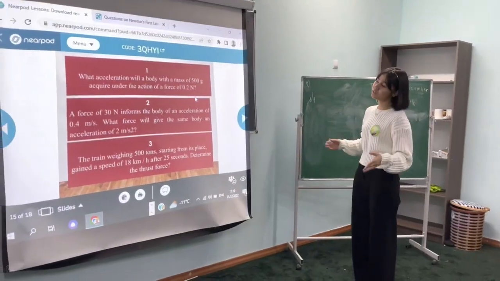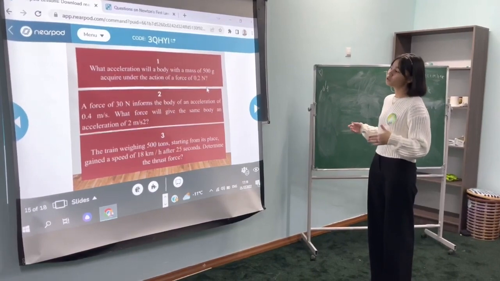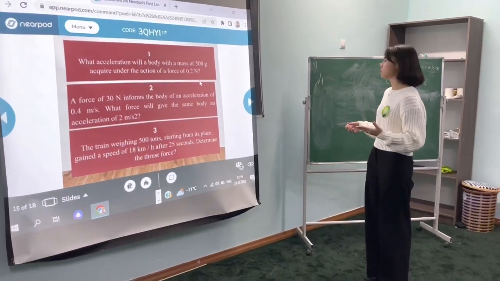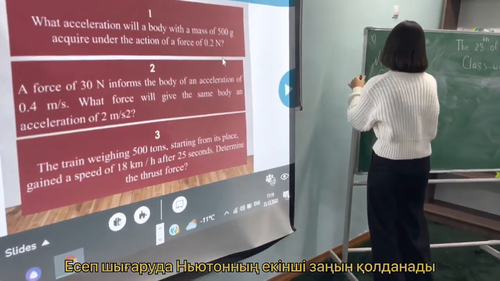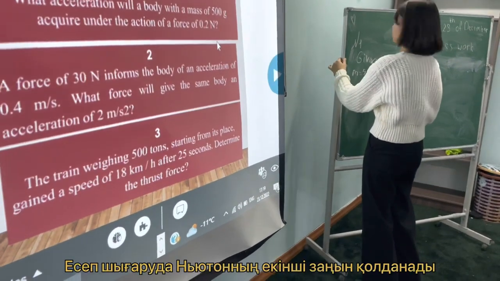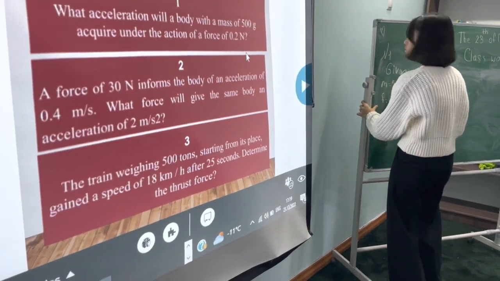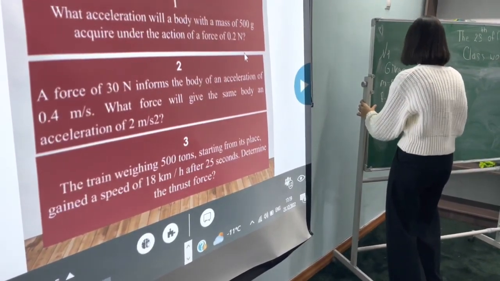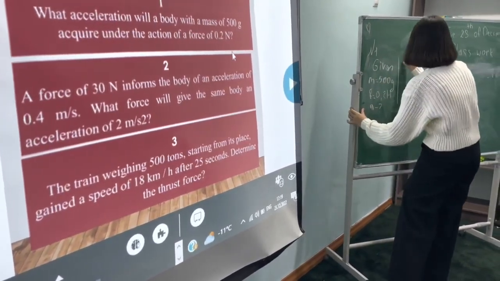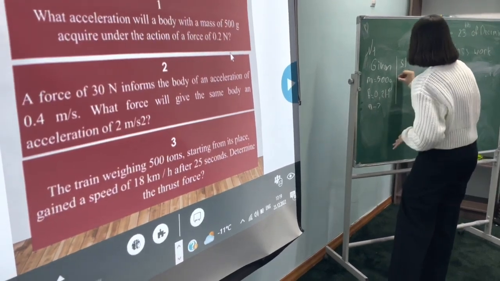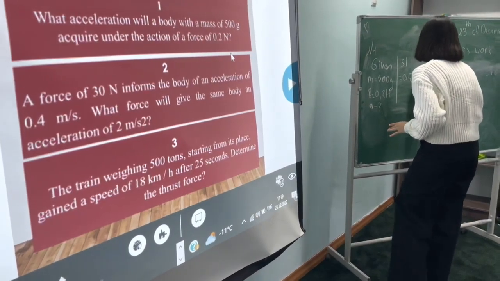First problem: what acceleration will a body with a mass of 500 grams acquire under the action of a force of 0.2 Newton? Given: mass 500 grams and force 0.2 Newton, and we need to find acceleration. In SI, 500 grams equals 0.5 kilogram. Solution.